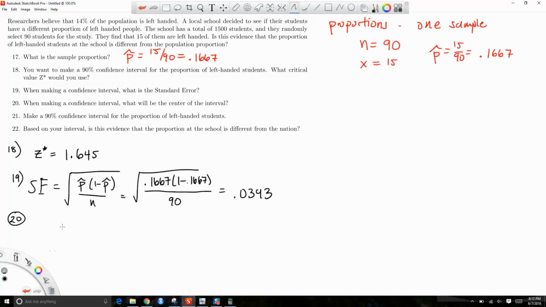Okay, what goes as the center of the confidence interval? If we create our confidence interval as p hat plus or minus z star times the standard error, the center is whatever's in front of the plus or minus, so our center of the interval is just p hat. And we've already established that to be 0.1667. So that's number 20.